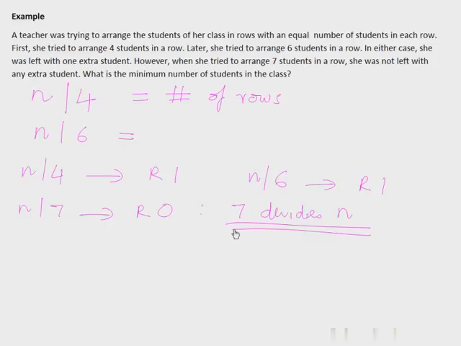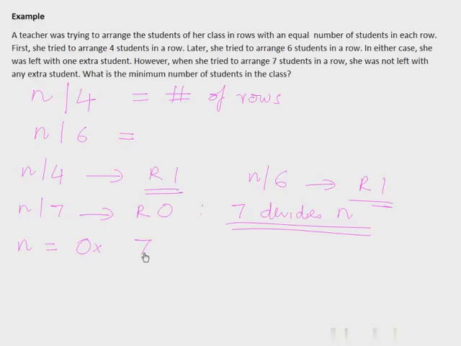So let's start with this information. 7 divides N. So what are the possible values of N? Well, the first possible value of N is 0. But you can't have 0 students in the class. And of course, if I divide 0 by 4, I'm not going to get a remainder of 1, which is what they've told us. So 0 is out. Next value of N is 7. Looking at all the multiples of 7, because 7 divides N.